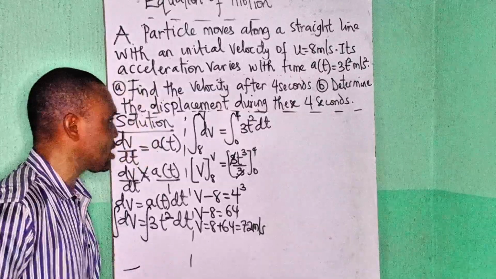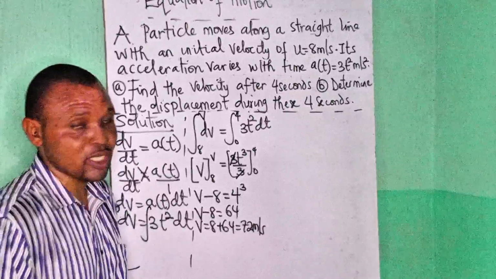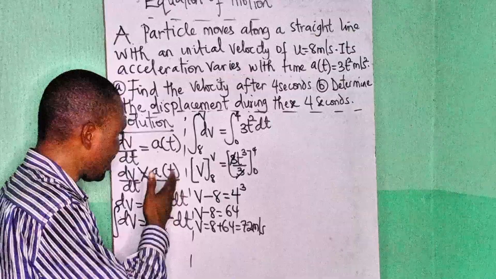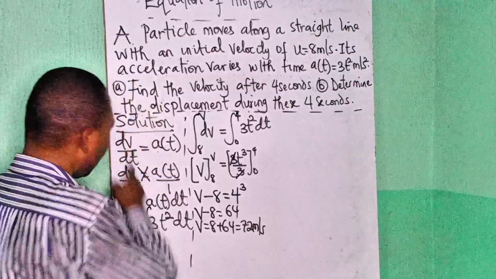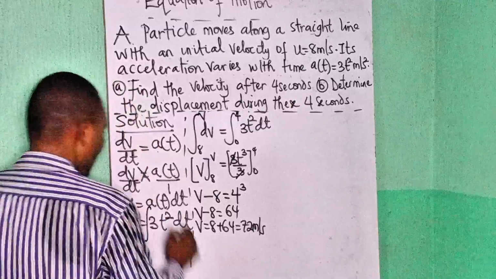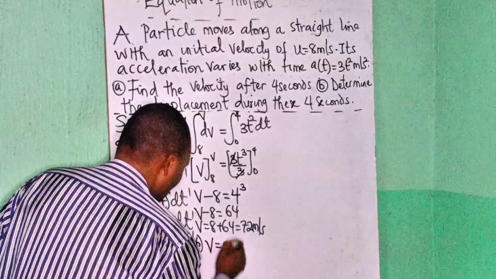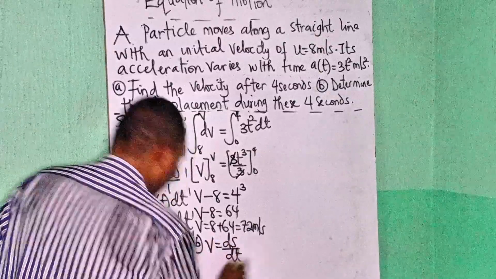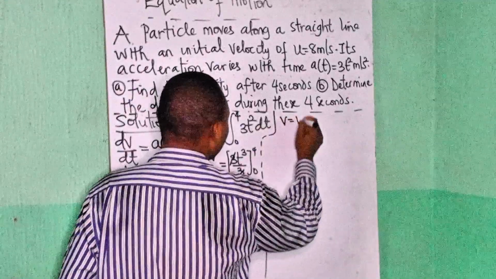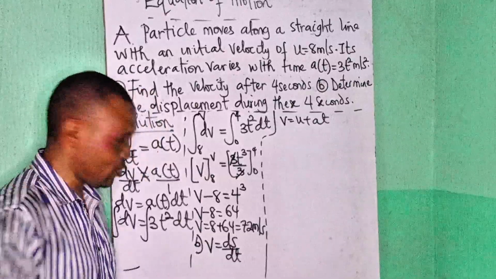All right, so the next one is: determine the displacement during these 4 seconds. Now, mind you, I did say that when you differentiate velocity, you get acceleration, and when you differentiate displacement, you're going to get velocity. So my question B now, it's going to be v is equal to ds over dt. The equation of motion, all right? We have it that v is equal to u plus at. So that is the first equation of motion. True or false? True.